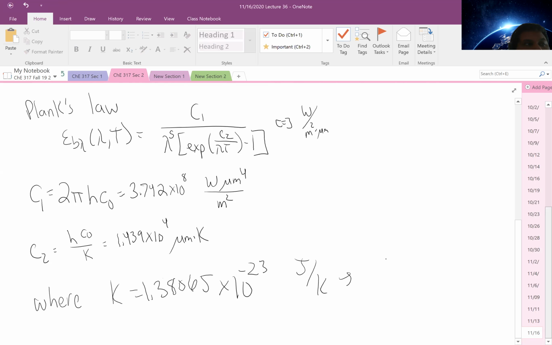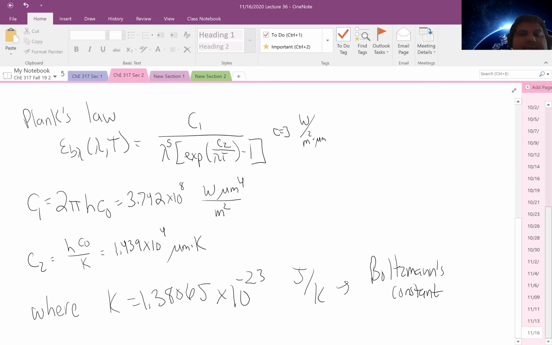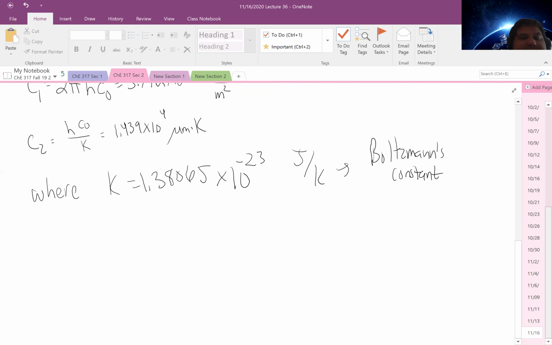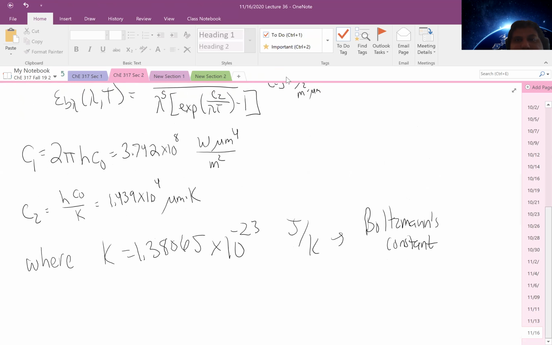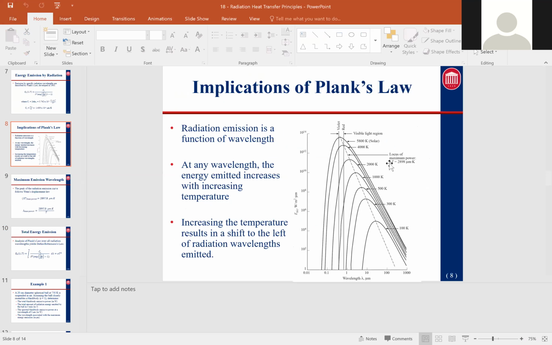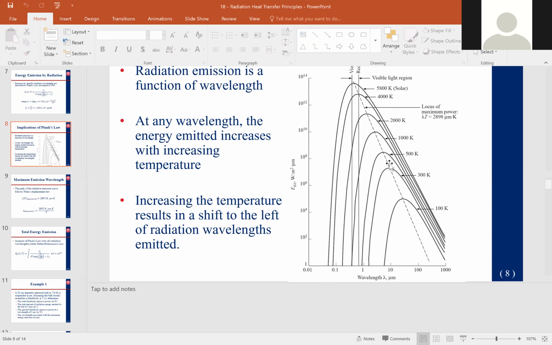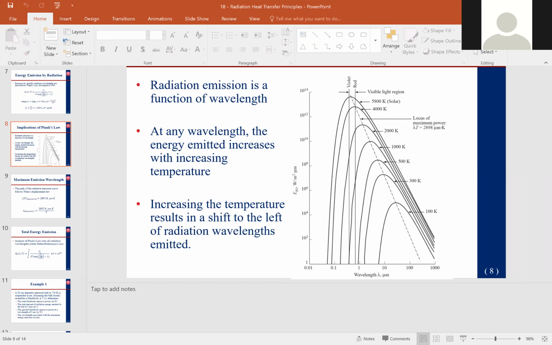Any questions of this at this point? All right. And at the end of class, we talked about looking at a graphical representation of Planck's law. Dr. Lopez, should those exponents be negative or are they supposed to be positive? For C1 and C2, they are positive. Okay, thank you. Of course.